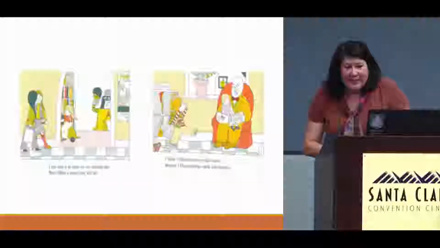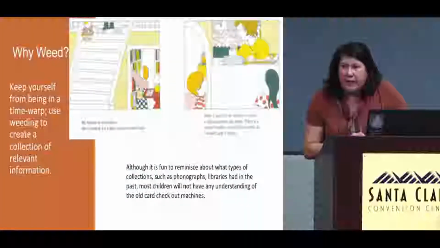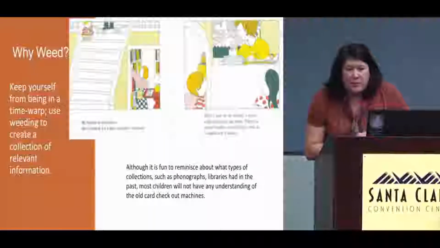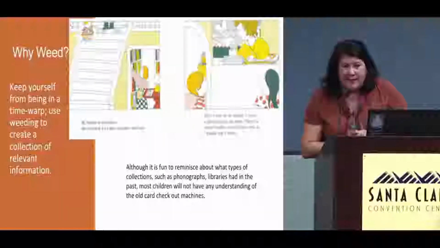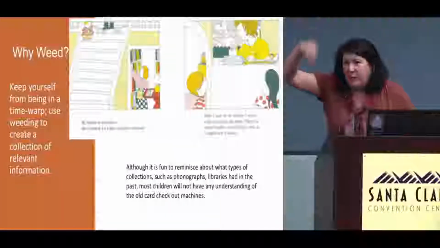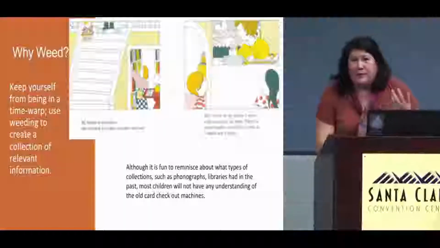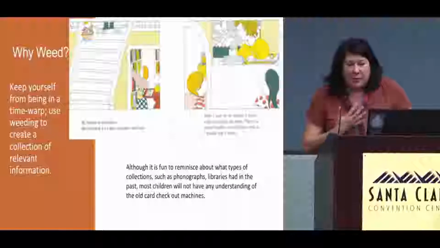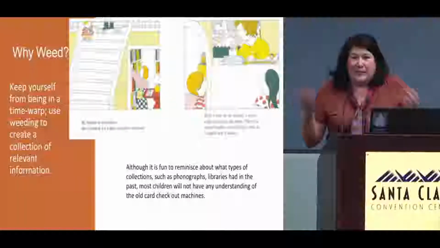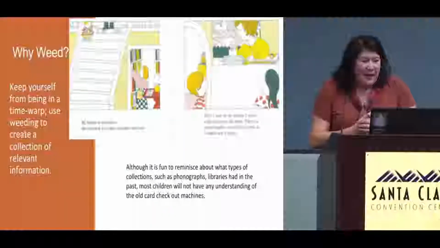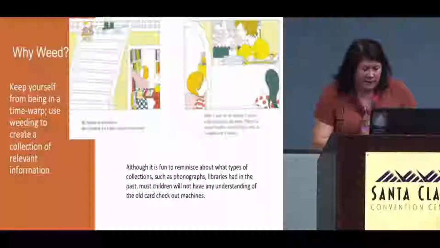Okay, this next illustration: "While I wait for my mother, I watch a librarian check out books. There is a special machine to put library cards in. I wonder how it works." So you can see this is from 1970, and the librarian is checking the book in with one of those old check-in machines. So again, that has no relevance to the youth of today. It might be important for them to learn how libraries once worked, but really, what little kid is going to want to look at this book? So keep yourself from being in a time warp. Use weeding to create a collection of relevant information.